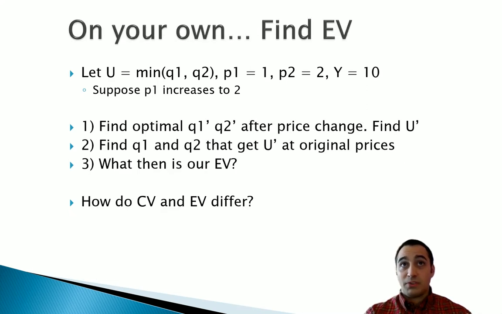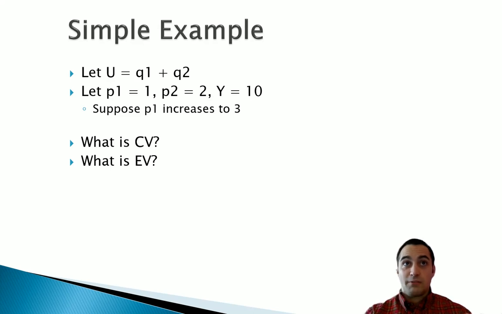Go through the same steps and find yourself EV and see how it compares to your CV. Then, try to find the CV and EV associated with this other special case. Here we have perfect substitutes. Let your utility be given by Q1 plus Q2. Again, let P1 be 1, P2 be 2, and Y be 10. And suppose your P1 increases from $1 per unit to $3 per unit. Find the CV, find the EV, and see how different they are.